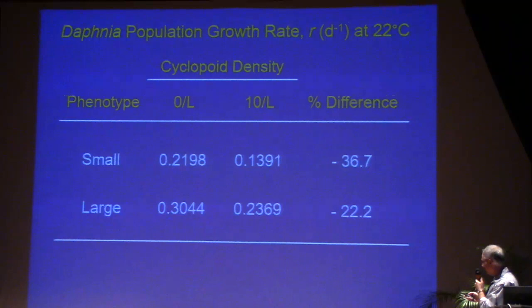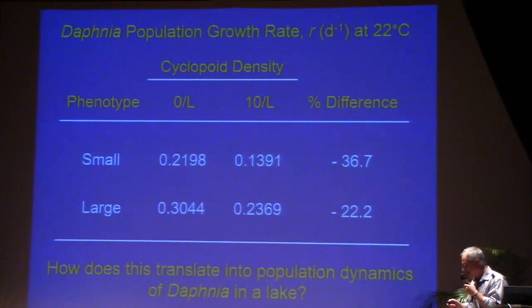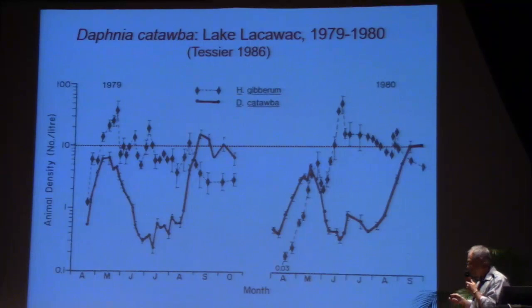But how does this translate then into population dynamics of a Daphnia lake? To look at this, basically what I did was interpret those little r values following the patterns that are typical but not universal, but typical, that you might see in a temperate lake. And so I again looked at these data for Daphnia catawba, again from this paper by Tessier. What he found was that there were peaks of Daphnia in the spring and then in late summer, and a depression in between. And these peaks of Daphnia leveled off at about 10 per liter. That's the carrying capacity in this particular lake, at least. And it took about a month or so for the Daphnia to increase rapidly to those carrying capacities. So what I'm interested in is what's happening in this rapid period of population growth, and what cyclopoids might have to say about whether Daphnia can actually do that or not.